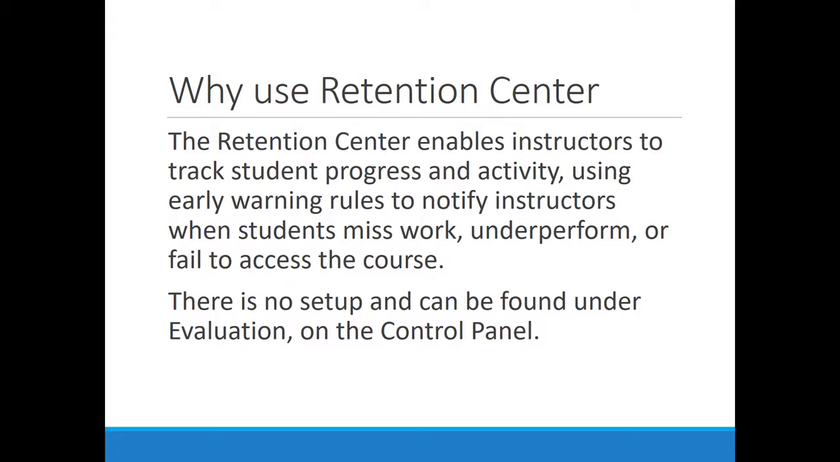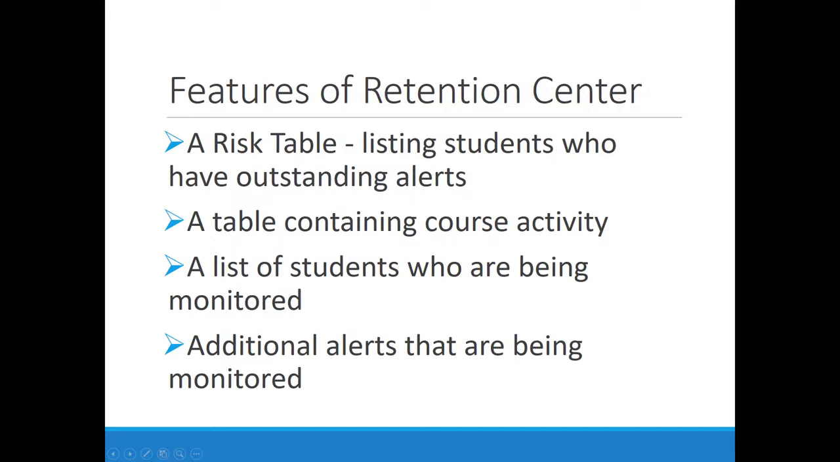So what it does for you, it allows you to track students' progress and activity using warning rules that you can set up, or there are already some default ones set up as well, to notify you when students are missing work, underperforming grade-wise, failing to access their course, and so on. Again, there's no setup, and it's found under the evaluation on the side of your Blackboard, and I'll also show you 2 ways to access it here in a minute.